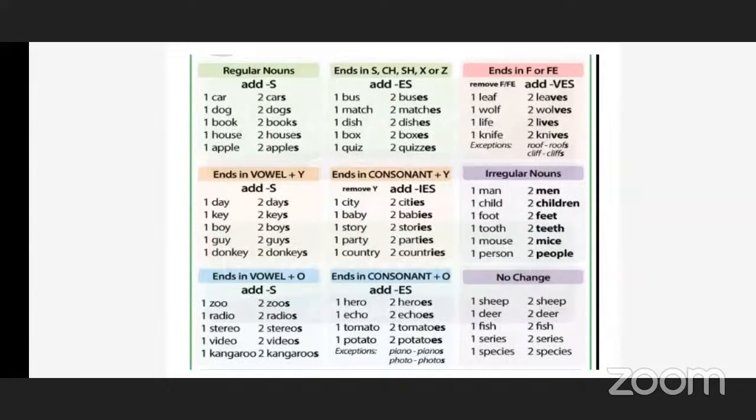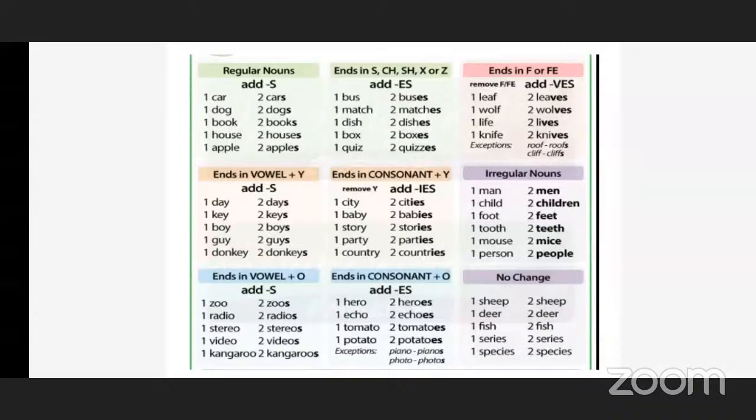Okay. Next, you see here, ends with F and F-E. So F and F-E is removed and you'll be adding V-E-S. There are some exceptions. So see here, one more word I have found: cliff, C-L-I-F-F. Cliff means a steep rock face. You can see at the peak, when you are drawing a mountain at the highest side, a very sharp place, isn't it? That is called a cliff. The plural form is C-L-I-F-F-S. Cliffs.